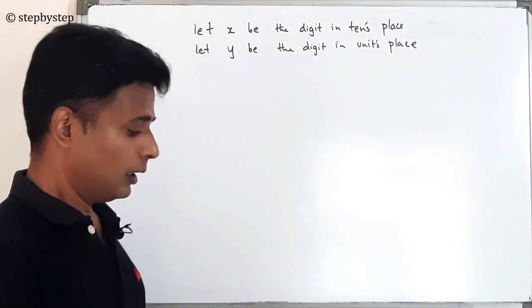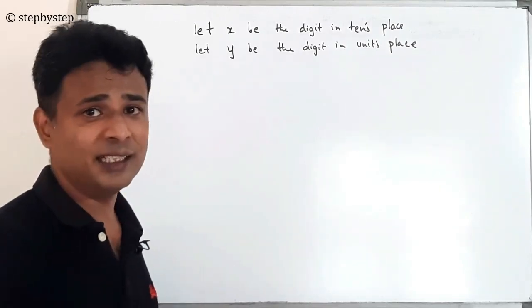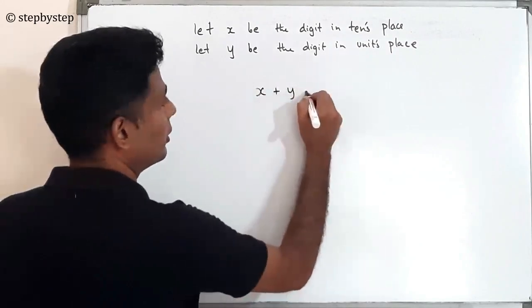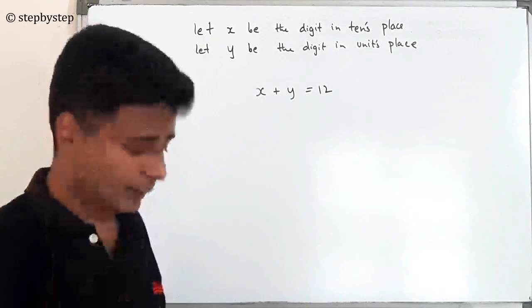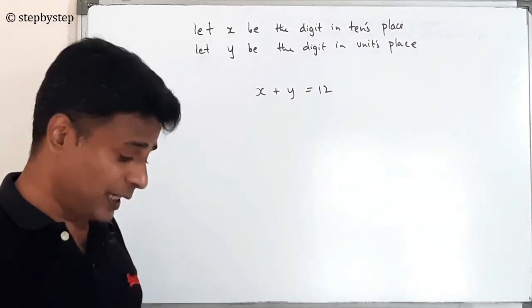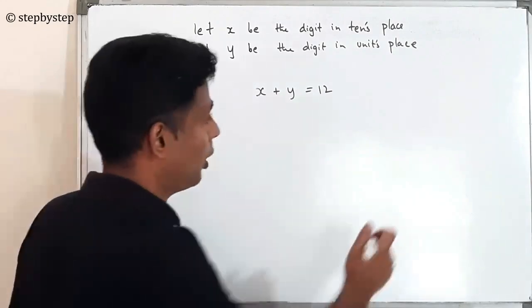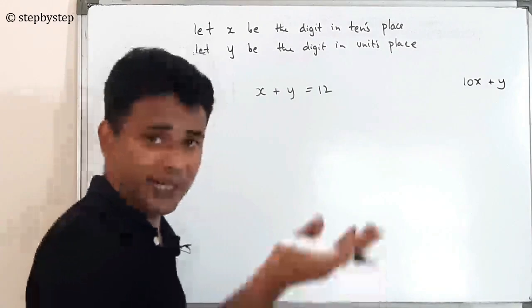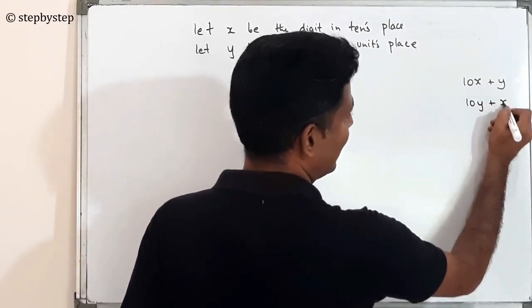Now the question: the sum of digits of a two-digit number is 12. So what are the digits? x and y, right? So sum of digits is 12. So they have given you x plus y is 12. The number obtained by interchanging the digits. Now what is the two-digit number? 10x plus y. When you interchange the digits, what happens? It becomes 10y plus x.